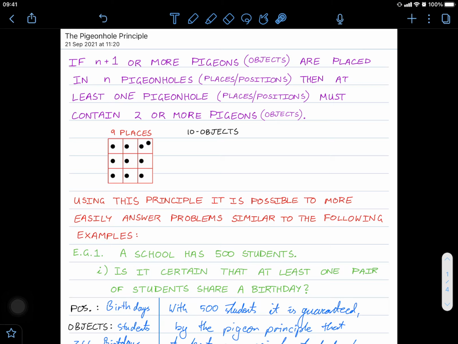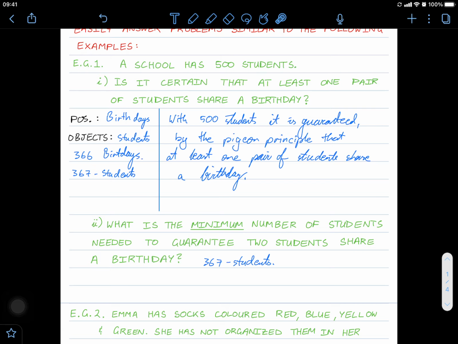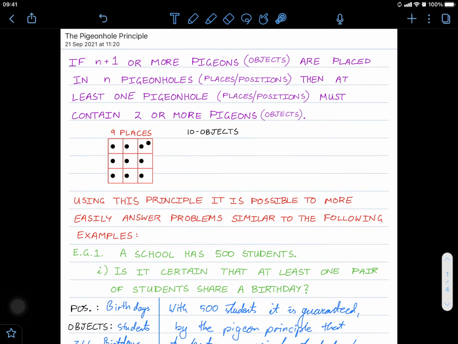Hello class, this is a continuation of the Pigeonhole Principle. In the previous video we saw the general outline of the Pigeonhole Principle, and we saw it applied in two different examples. In these examples, I hinted that you should first figure out what the positions and what the objects in the scenario are, and apply the Pigeonhole Principle where there must always be at least one more object than there are positions available.